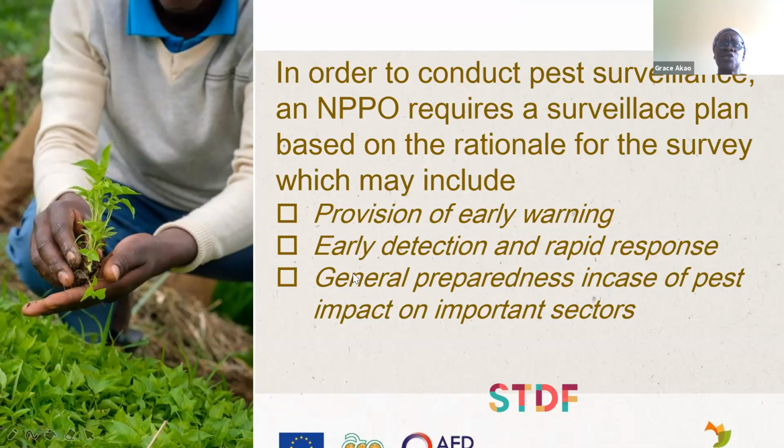You might also want to just be generally prepared, just in case that pest has negative, of course, all pests have negative impacts. But just in case the impact of that pest affects a very important sector. We've mentioned forestry. We've also, I forgot to mention biodiversity, and then your crops. The essence for doing pest surveillance, you should know the objectives of your country.